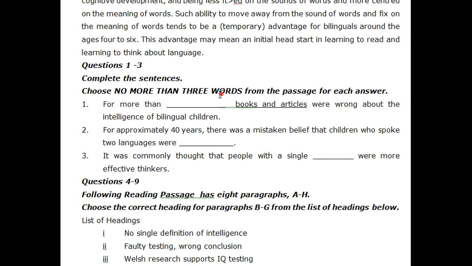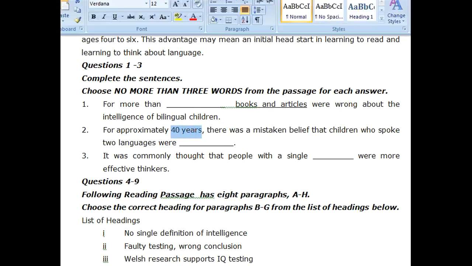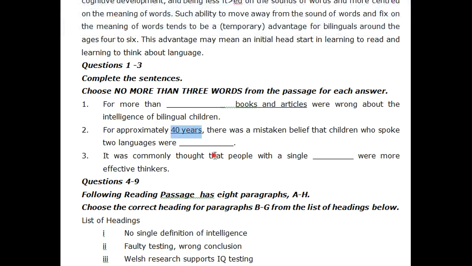I'm not writing here. So next question keyword: for approximately 40 years there was a mistaken belief that children who spoke 2 languages were. So the keyword here is 40 years. Underline the keyword. Once you get the keyword, what I have to find out is: 40 years there was a mistaken belief that children who spoke 2 languages were what? And there should be a mistaken belief, right?